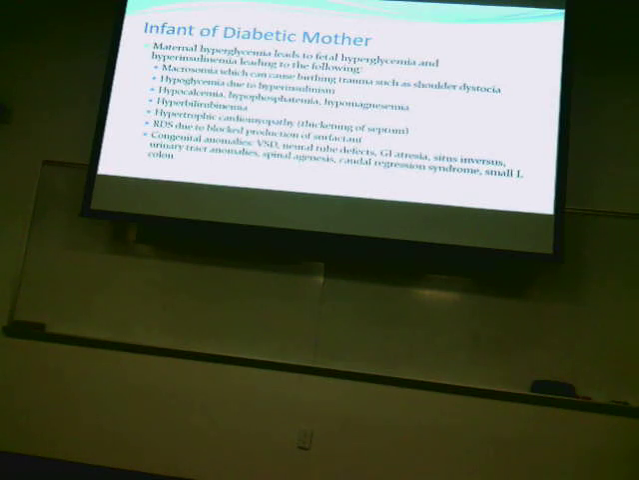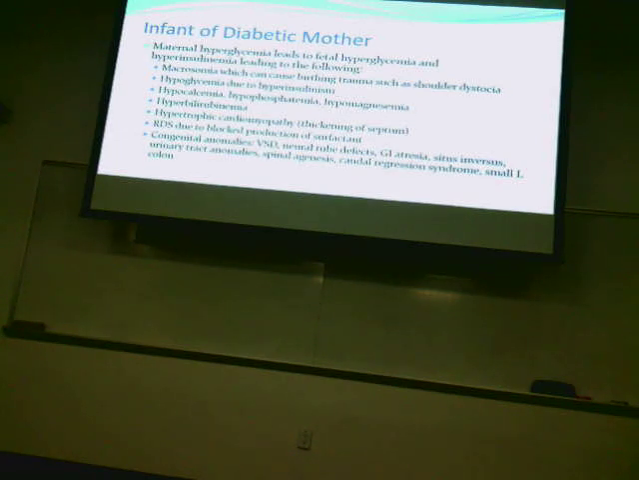Okay, infant of a diabetic mom. So maternal hyperglycemia leads to fetal hyperglycemia and hyperinsulinemia, and this leads to a lot of complications. So our macrosomia is we have a big baby, and this can cause a lot of birth trauma with their shoulder dystocia and those nerve palsies that we talked about.